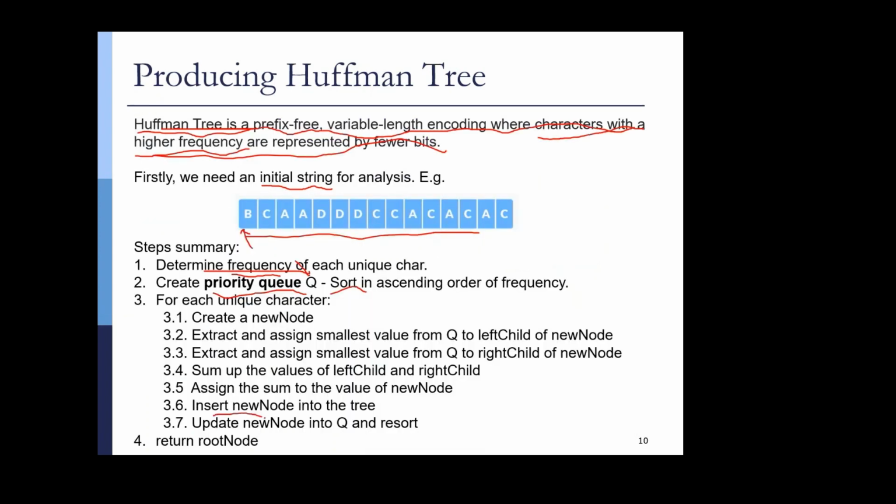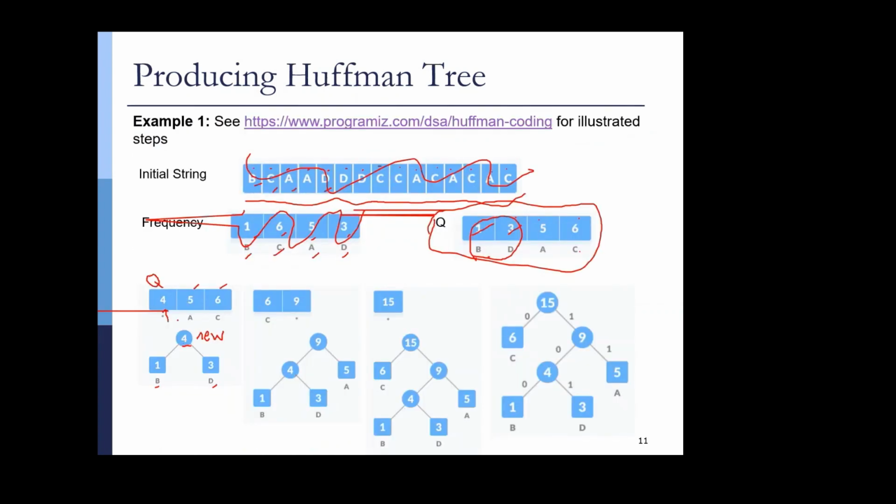Now, look at the steps just now. Insert the new node into the tree. Update the new node into the queue and resort. This is what we are doing here, right? So 4, 5, 6 is correct. Okay. Now, forget about this already. We just look at this new queue, 4, 5, 6, and the existing nodes here. We have 4 and 5 as the smallest pair.